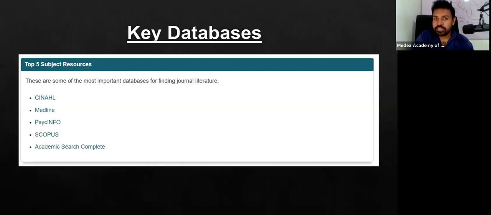ScienceDirect, you have to register to get articles. After you get registered, you will be able to gather some full text articles rather than having abstracts, right? Okay. Academic Search Complete, Scopus.